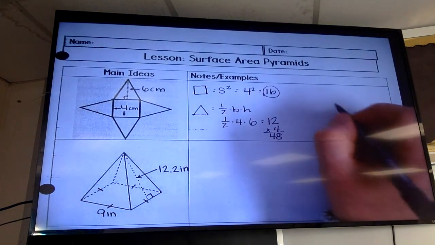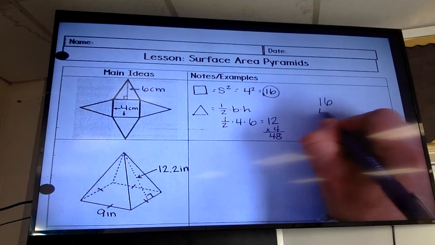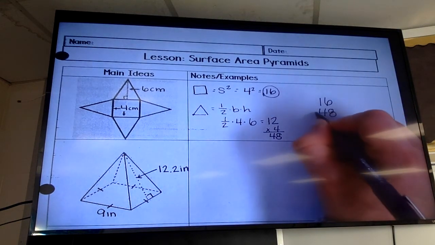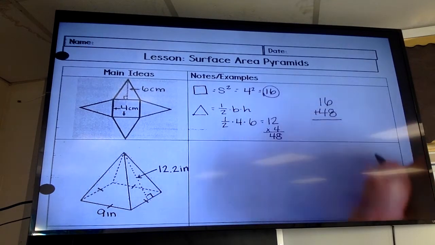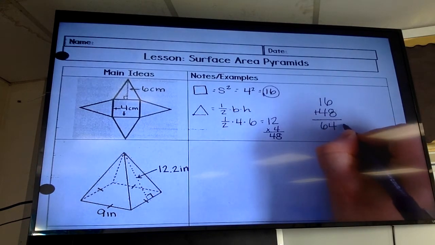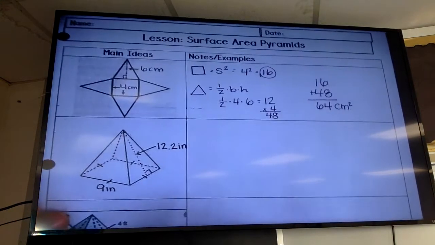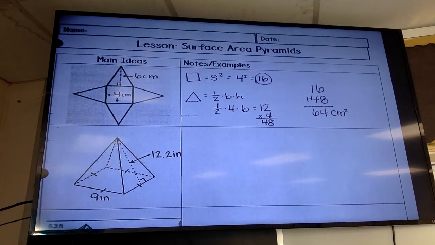So now my last step, just like the prisms, is to add everything together. I've got my square base and my 4 triangular faces, and I'm going to add them together. And I get 64 centimeters squared. So now I want you to try this one on your own. Pause the video, try it, and then when you're done, restart the video to see if you did it right. So pause me now.